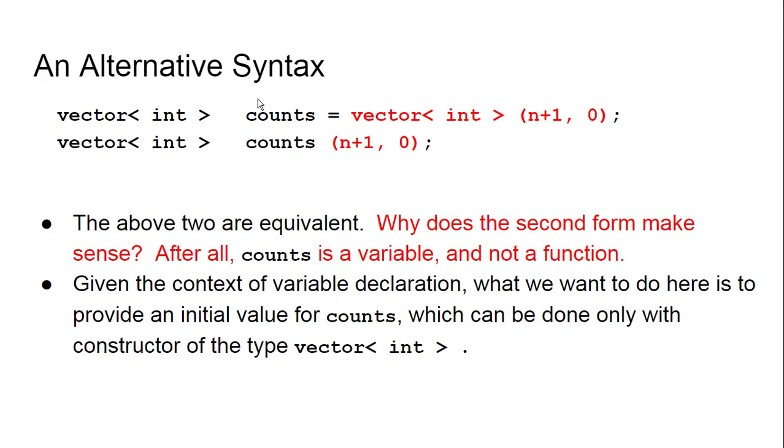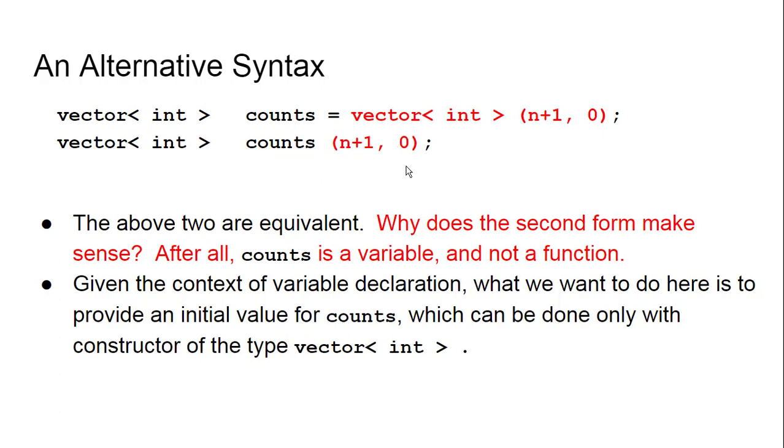Here in fact there's an alternative syntax when you initialize the variable. The second line here is equivalent to the first line. This may look a little bit strange, because why does this second one make sense? Because it looks like a function call, right? It looks like count is a function name with 2 arguments. But count is not a function, it's a variable.